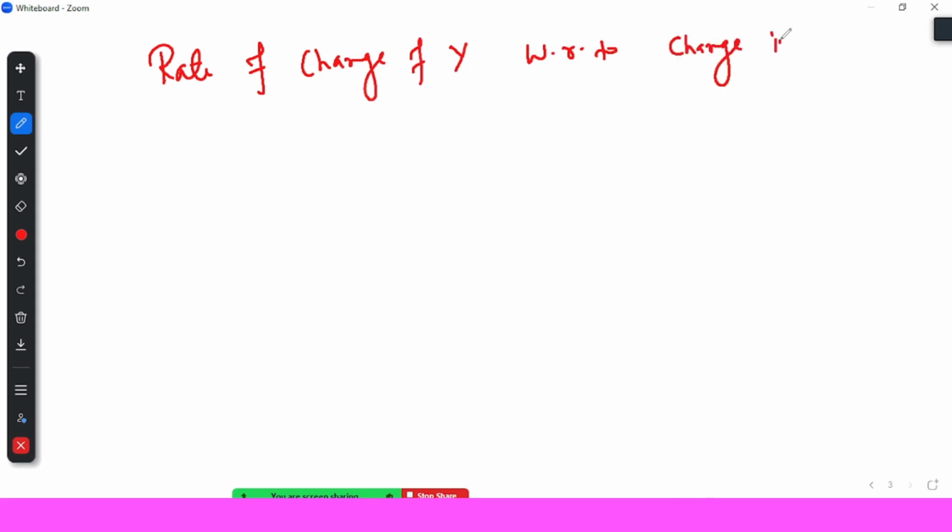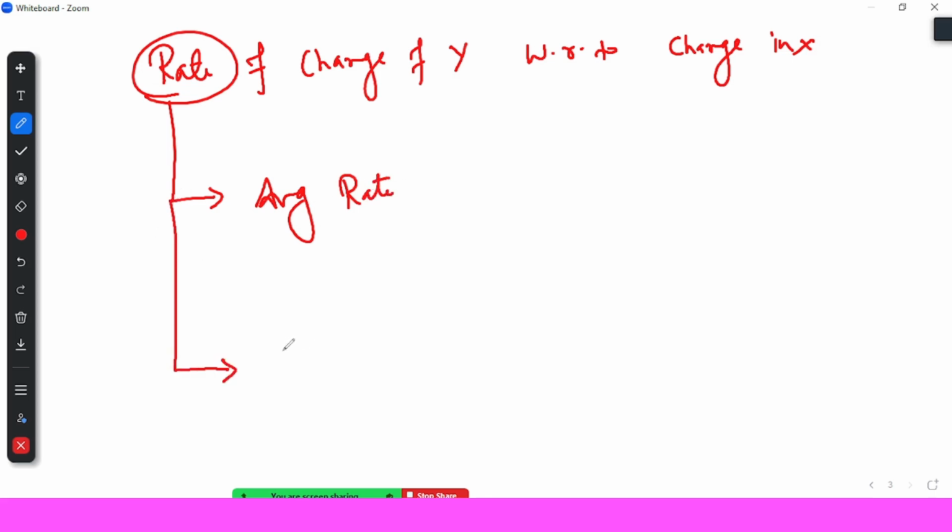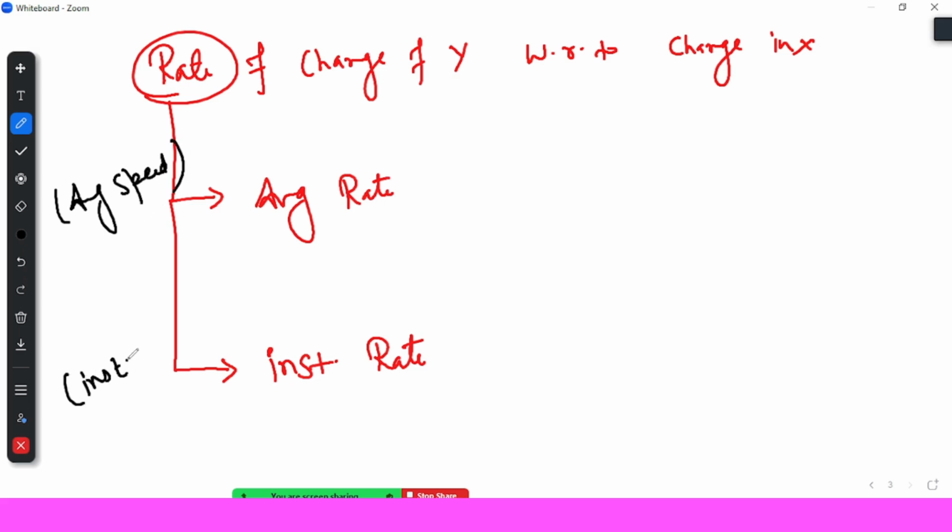This rate of change of y with respect to change in x may be of two types. One is average rate. You can think about your speed: average speed and instantaneous speed, or instantaneous rate. Do you know what is the average speed and instantaneous speed? Is it like at that current moment? Yes, at that current moment, at an instant.